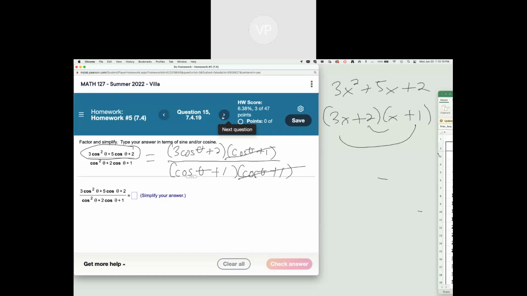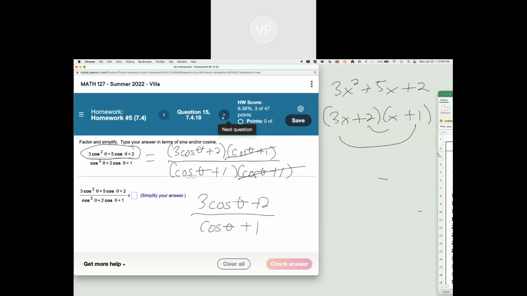Now we simplify. And just like factoring before, you can only simplify identical parentheses. So I'm at 3 cosine theta + 2 over cosine theta + 1. Now the temptation a lot of people have is they want to do this. Don't do this. They want to just simplify the cosines because I see one cosine on top of another.